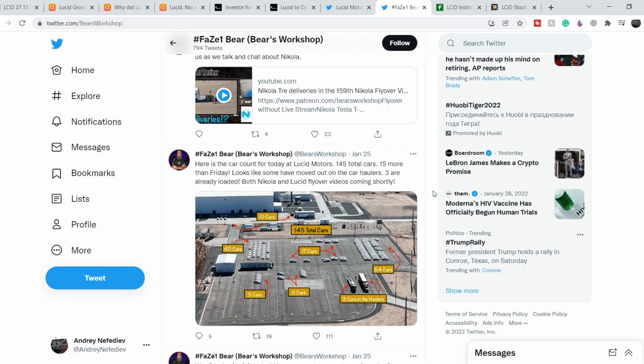And since I made my previous video, he posted several pictures of their parking lot. And right here you can find on January 25 this tweet: Here's the car count for today at Lucid Motors. 145 total cars, 15 more than Friday. Looks like some have moved out on the car haulers. 3 are already loaded. Both Nikola and Lucid flyover videos coming shortly.